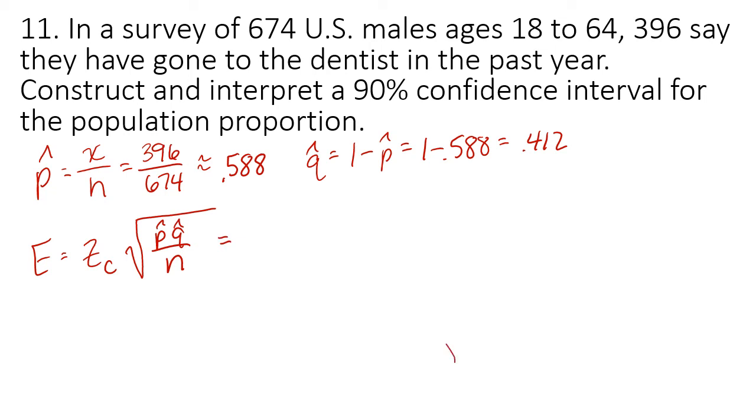Okay. So since we're doing a 90% confidence interval, that means we have a z of 1.645 from our table. At this point, I've just used it so many times that I wasn't even looking it up.